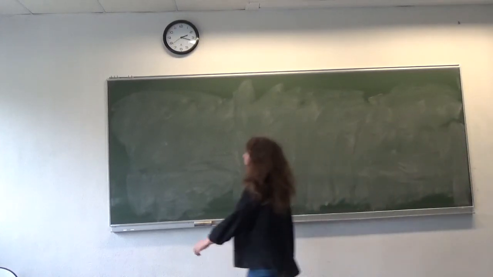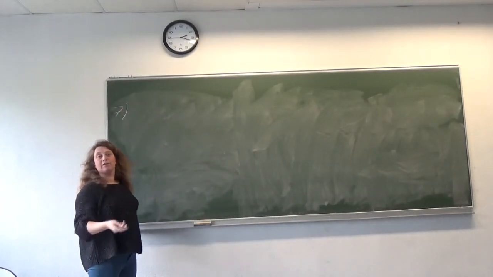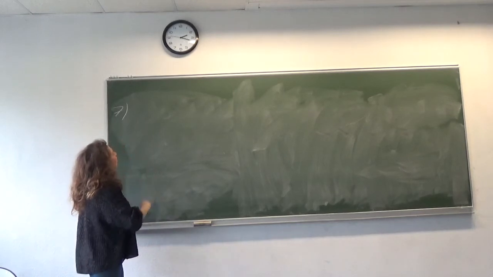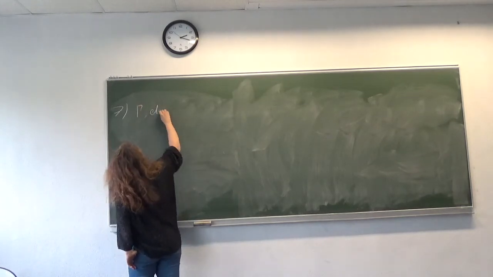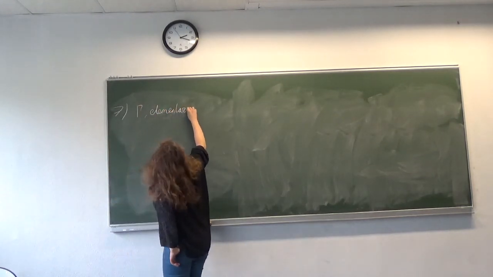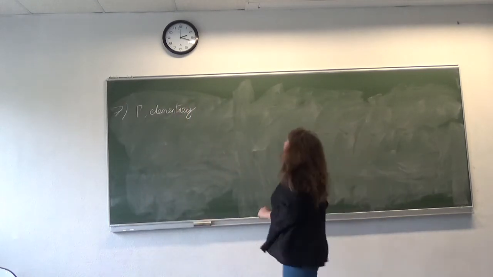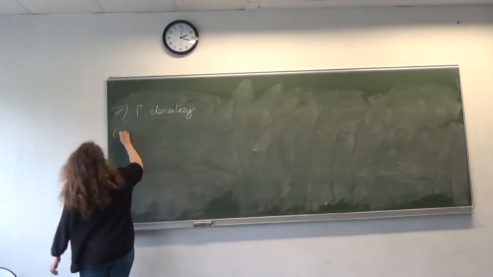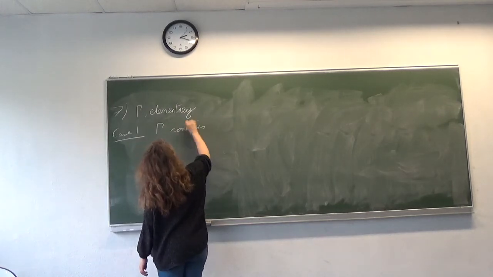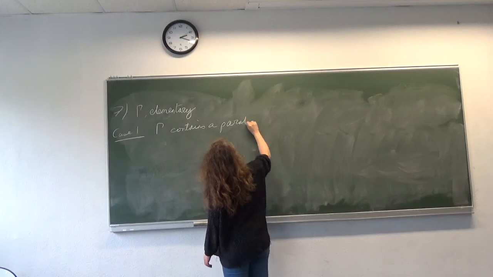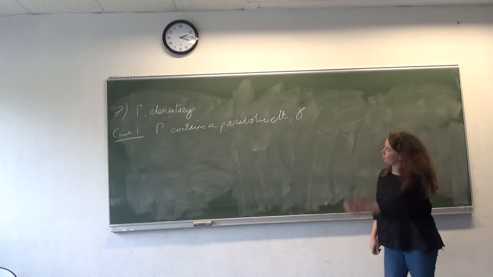So we're going to do exercise 7 in the third sheet, which was to classify up to conjugation all elementary Fuchsian groups. Okay, so it's elementary, so we're assuming that it has a finite orbit somewhere in the closure of the hyperbolic plane. The first case I'm going to look at is the one where gamma contains a parabolic element. And this parabolic element I'm going to denote by small gamma.